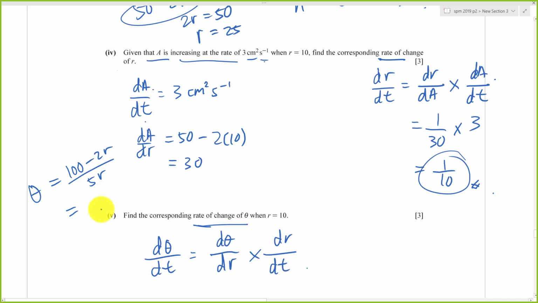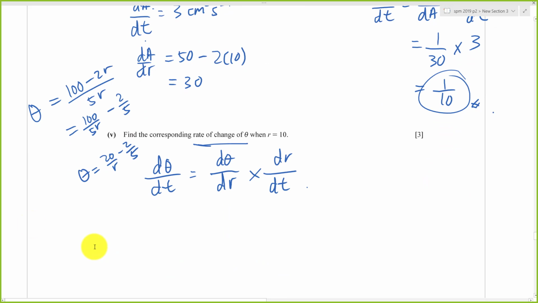So what I would do is, I don't want to use the quotient rule because the quotient rule is going to take me a lot of time. So I'm going to separate them. This is 2r over 5r, so it's 2 over 5. So if I separate them, I can still simplify: 20 over r minus 2 over 5. Okay, then this one, before I differentiate it, I just rearrange it, it becomes 20r^-1 minus 2 over 5. Now I do dθ/dr.